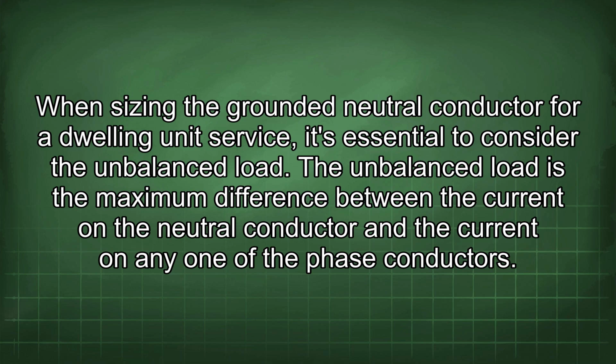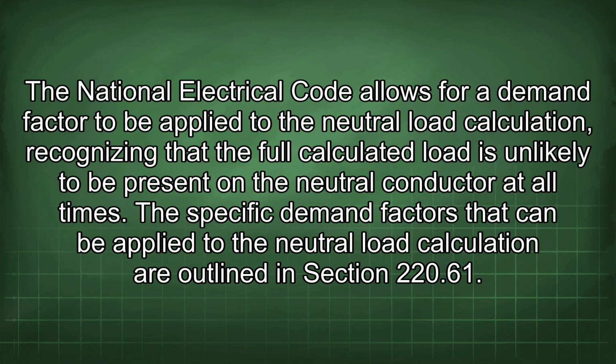When sizing the grounded neutral conductor for a dwelling unit service, it's essential to consider the unbalanced load. The unbalanced load is the maximum difference between the current on the neutral conductor and the current on any one of the phase conductors. The National Electrical Code allows for a demand factor to be applied to the neutral load calculation, recognizing that the full calculated load is unlikely to be present on the neutral conductor at all times. The specific demand factors that can be applied to the neutral load calculation are outlined in Section 220.61.